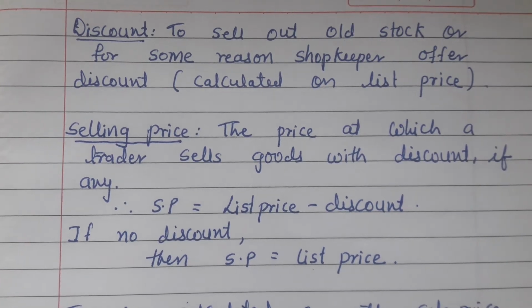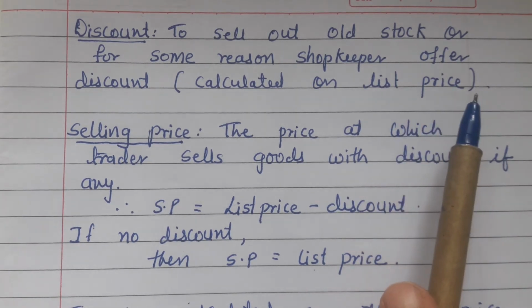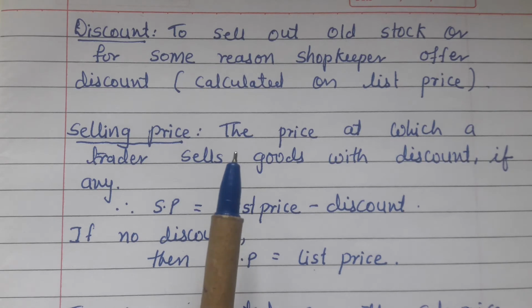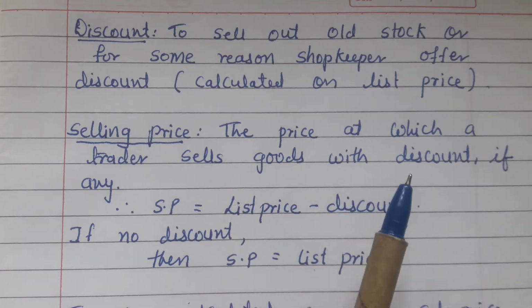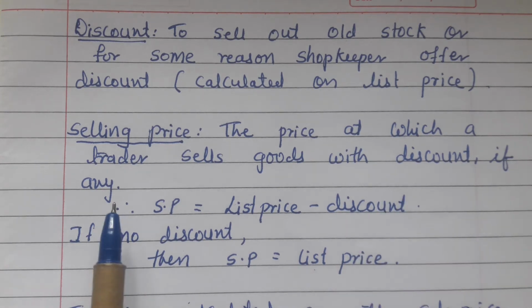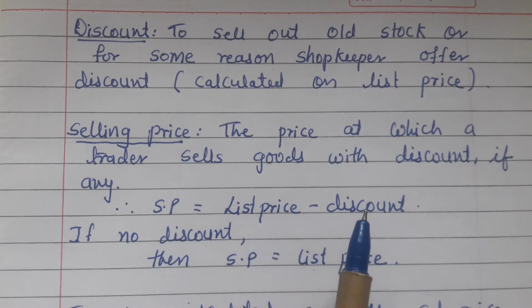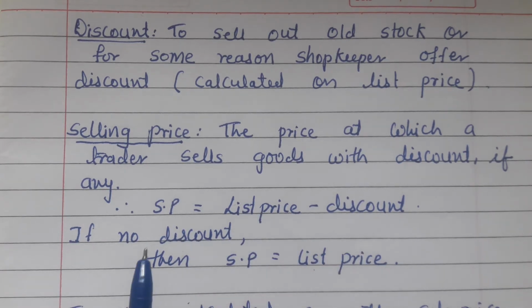Discount: to sell out old stock, or for some other reason, a shopkeeper offers a discount. Discount is always calculated on the list price. Selling price: the price at which a trader sells goods, with discount if any. Therefore, selling price will be list price minus discount. If there is no discount, selling price will be the list price.